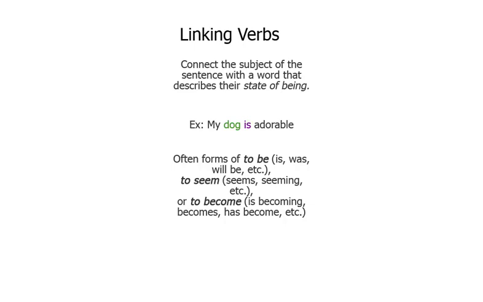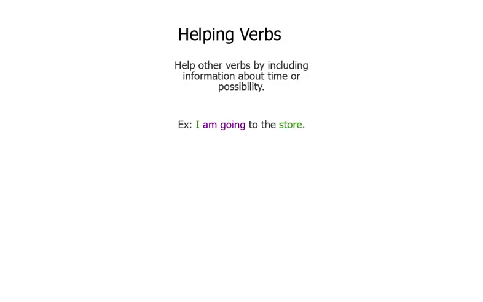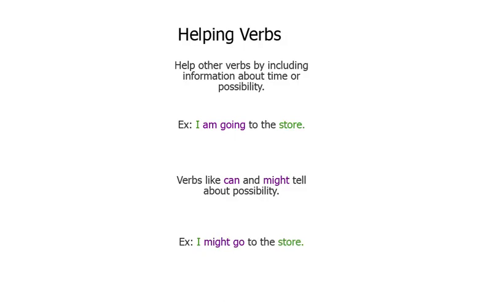You get the idea. Helping verbs, as the name implies, help other verbs by including information about time or possibility. For example, "I am going to the store." In this sentence, both am and going are verbs, with am acting as a helping verb to explain when I go to the store. In this case, the present tense, rather than the past tense was going or the future will be going. Similarly, verbs like can, might, and so on tell about possibility. For example, "I might go to the store" has 2 verbs, might and go, with might acting as a helping verb to describe the likelihood of me going.